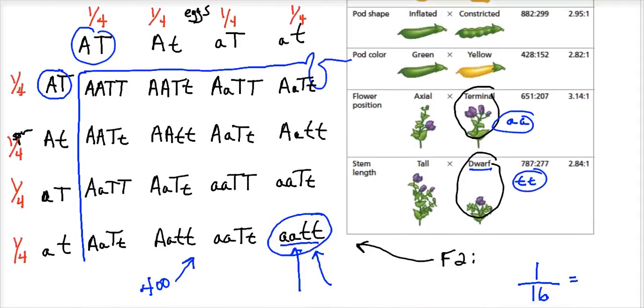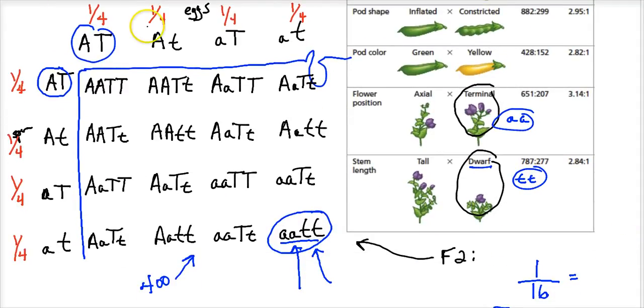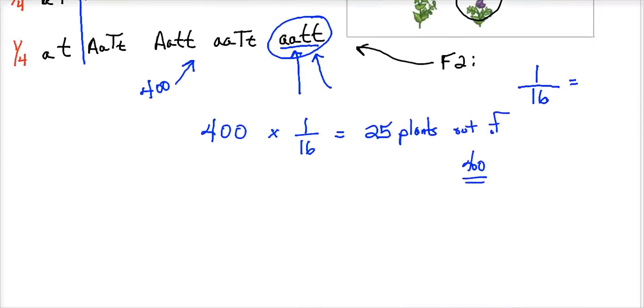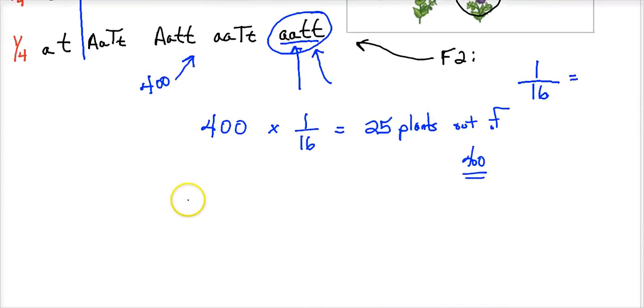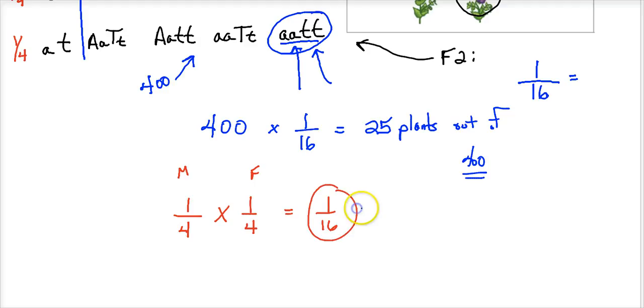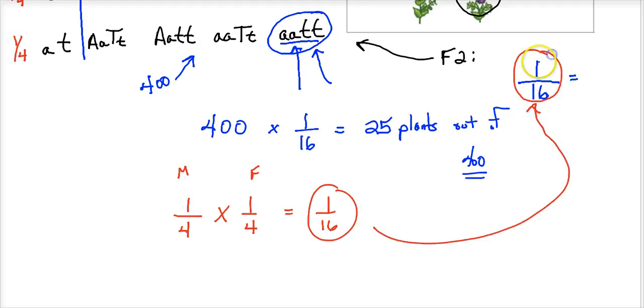So my friends, I could have solved this without doing much of a Punnett square. I could have done it this way. I can say, well, take 1/4 of one gamete, and I could times it by 1/4 of another gamete, this is the mother, this is the father, and we get 1/16. So I could have come up with this without doing the Punnett square, and that's what most people do.